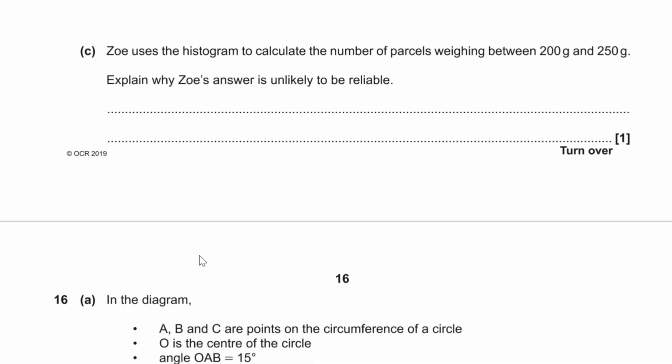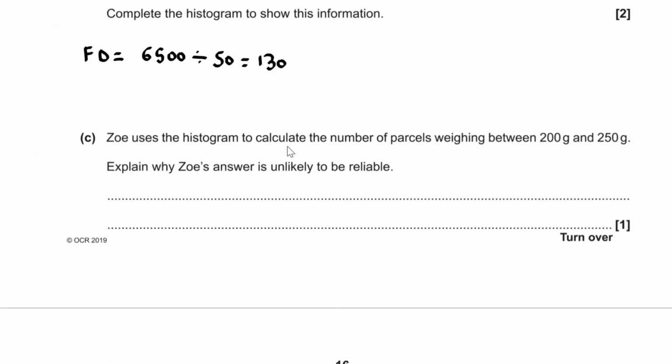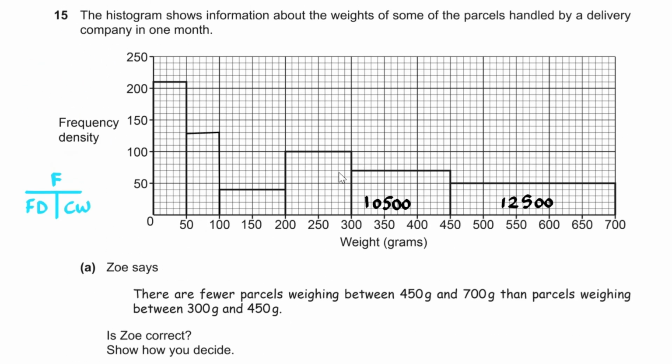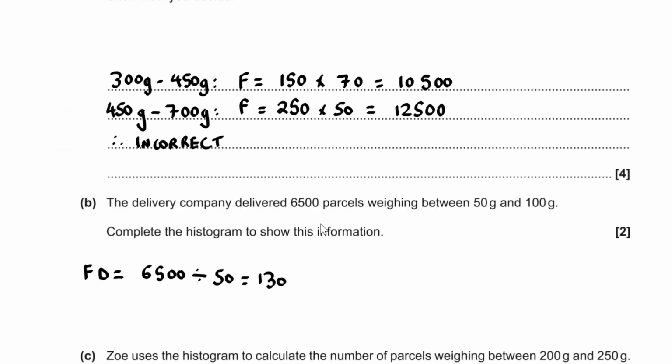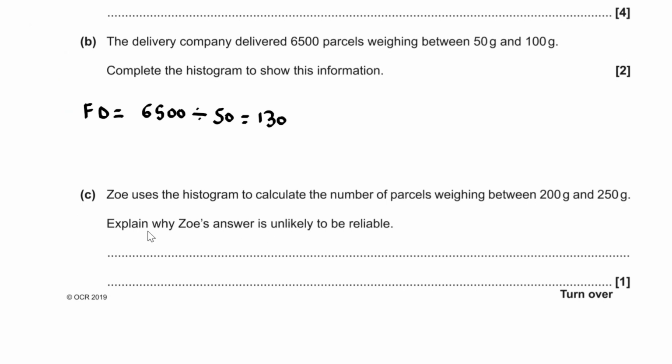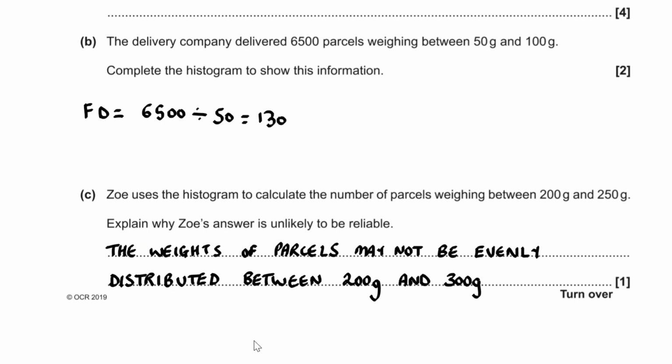And then for part C, Zoe uses the histogram to calculate the number of parcels between 200 and 250, so between 200 and 250. And we have to explain why Zoe's answer is unlikely to be reliable. The weights of the parcels may not be evenly distributed between 200 and 300 grams.